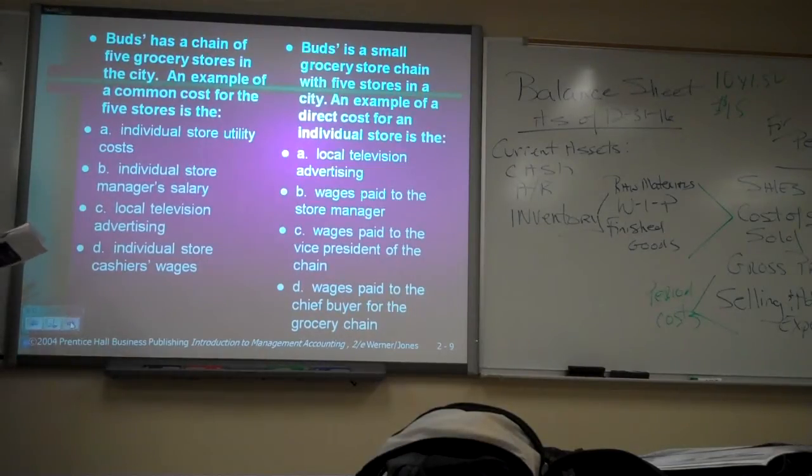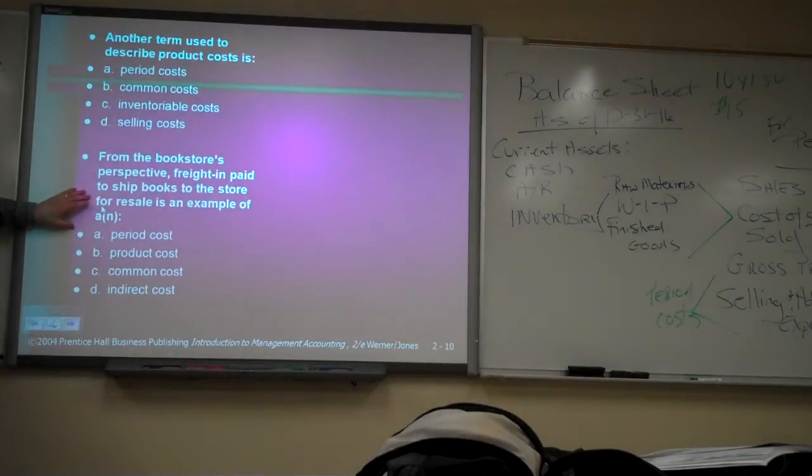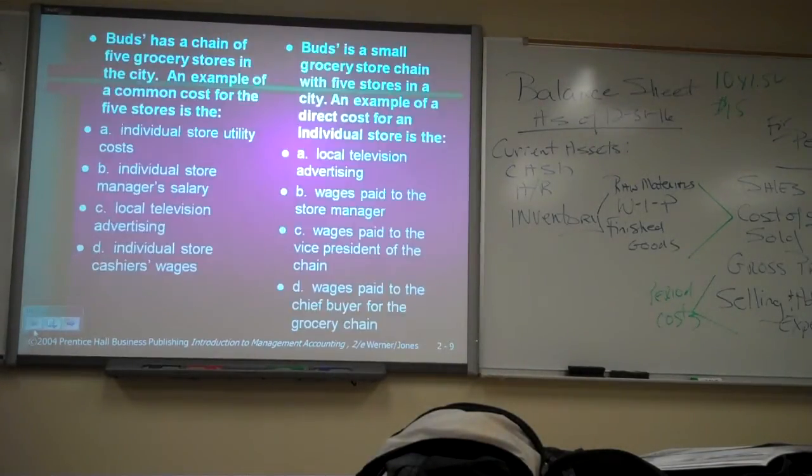Which one of these can relate to all 5 stores? Does this one relate to all 5? Nope. Does this one relate to all 5? Nope. Does this relate to all 5? Oh, it's gone. So that's what you have to ask yourself when you talk about a common cost.